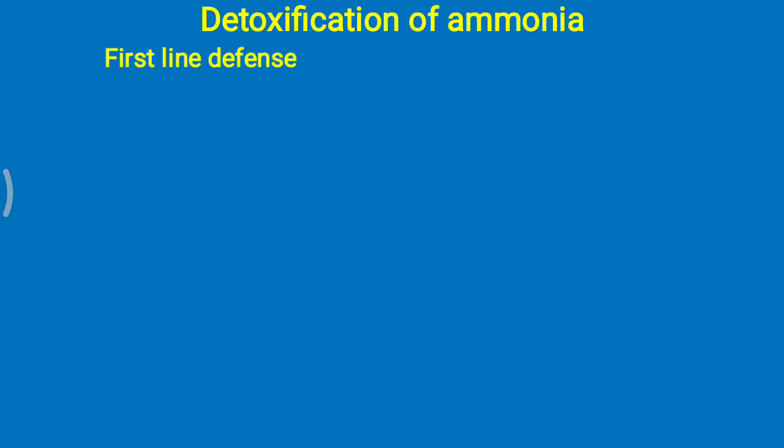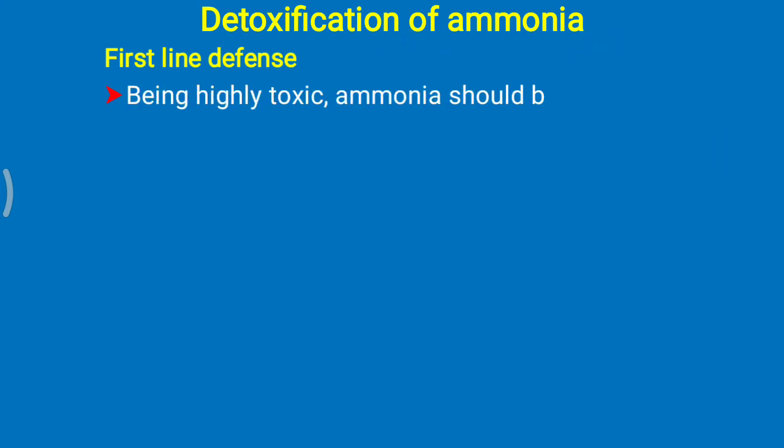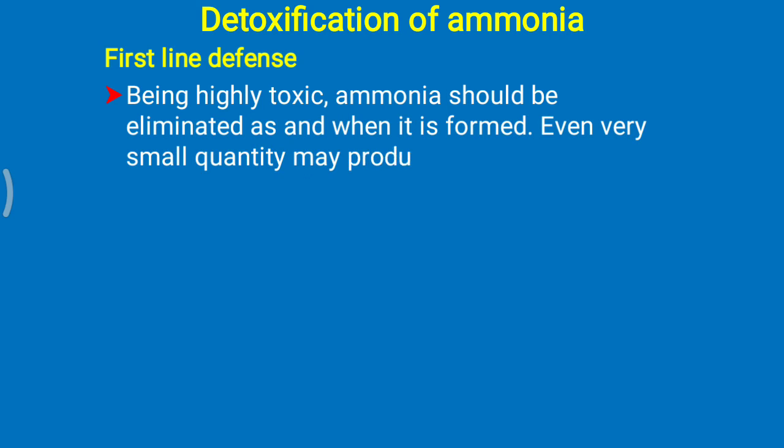Now finally, detoxification of ammonia. A simple amino group is NH2, and ammonia is NH3. This detoxification of ammonia is considered the first line of defense, because ammonia is highly toxic and should be eliminated as and when it is formed inside the body. Even a very small quantity of ammonia may produce toxicity in the brain.